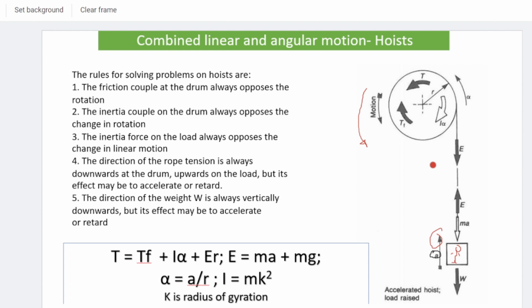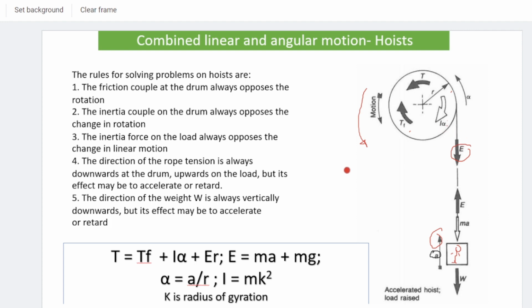So according to the rule for angular motion in hoist, if you have this direction, the torque T here is going in counterclockwise direction. There's always a resistance generated in the opposite direction by the frictional couple, and then there's also an opposing direction generated by the inertia couple. If the movement is counterclockwise, it's always an opposite direction for the friction and the inertia couple.